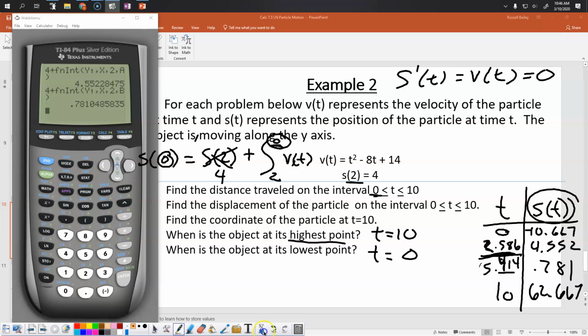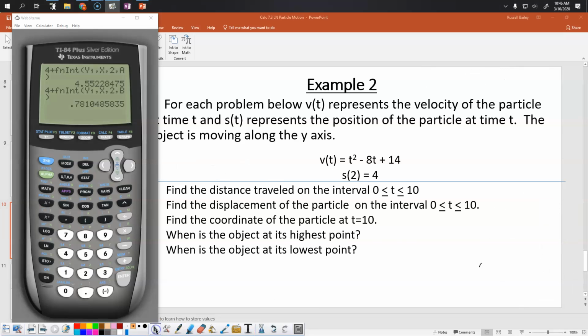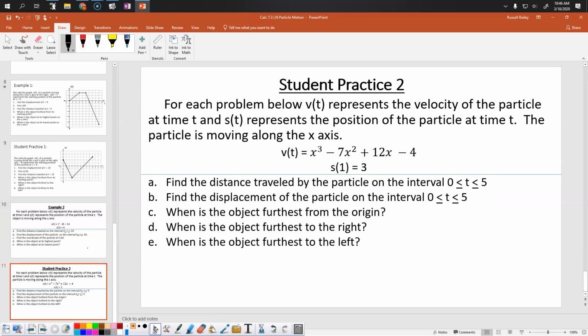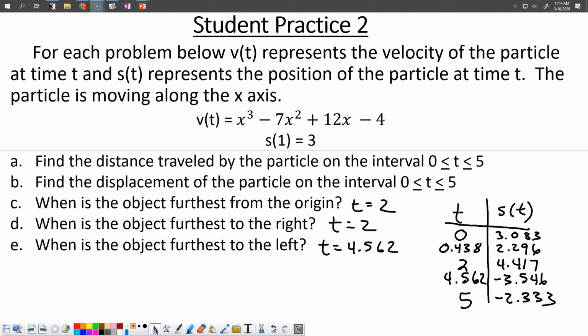All right, so you guys get to practice on your student practice. Remember that on your student practice, though, you are using a different equation. So you're going to have to go back into y equals and change your equation, okay? All right, so go ahead and see if you guys can figure out your answers there to parts C through E. And there's our answers to the last 3.